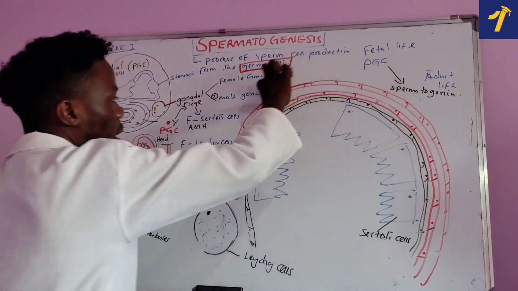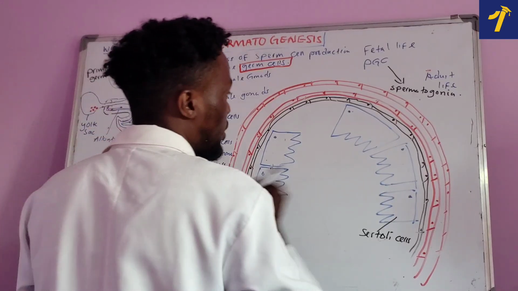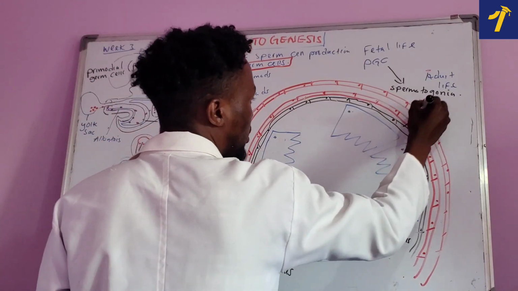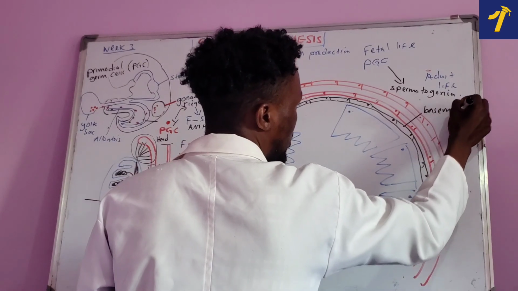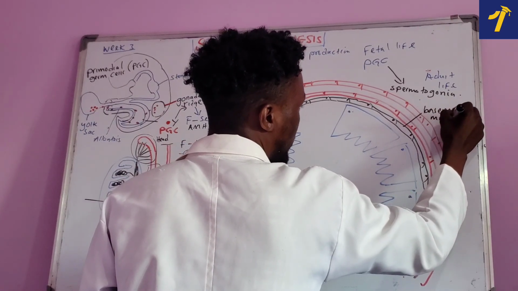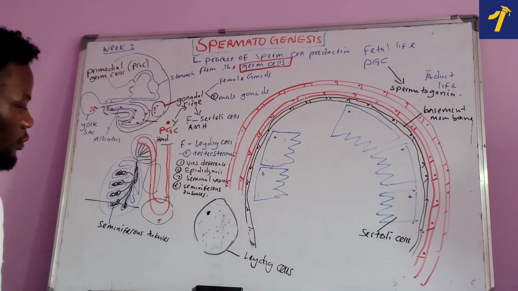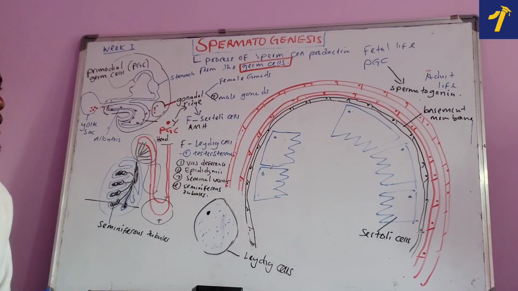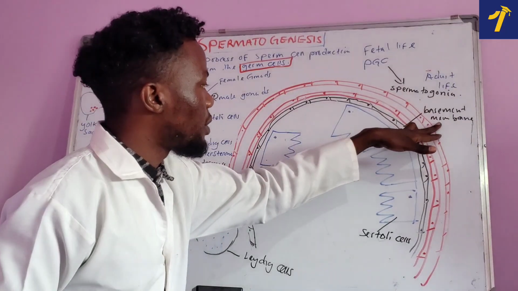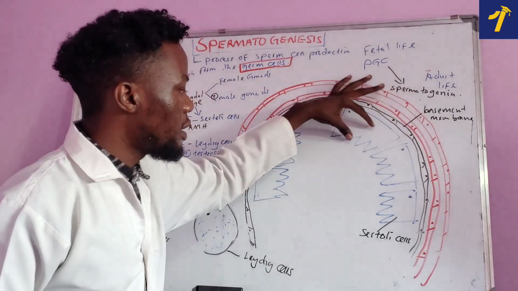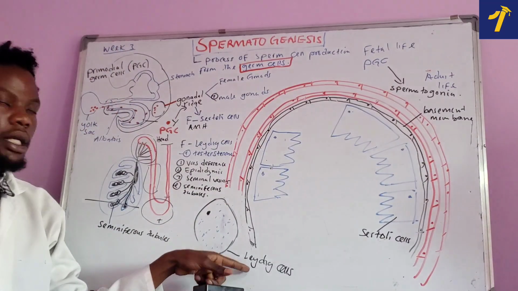Now, apart from that, we've got this structure. You know that in a capillary, they are going to have the basement membrane. So this black thing is what we call the basement membrane. These are the important structures that you just have to remember: the basement membrane, the capillary, these structures which we call Sertoli cells, and these cells which we call Leydig cells.